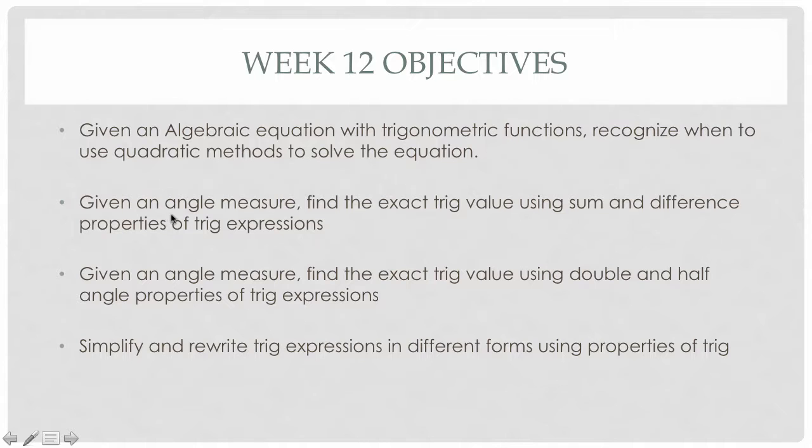Finally, if I give you an angle measure, we're going to find exact trig values using the sum and difference properties. We're going to find exact trig values using double and half angle properties. And then we're going to simplify and rewrite trig expressions using these properties. So sum and difference, half, double, all these new properties we're going to be learning about today.